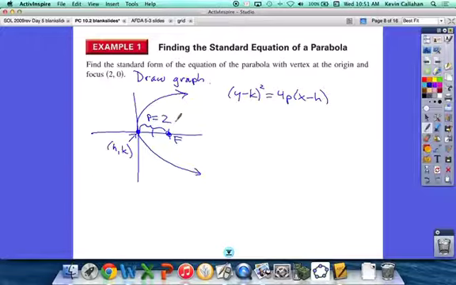Y minus 0 squared is y squared. I should take 2 steps. Y minus 0 squared equals 4 times 2 times x minus 0. So y squared equals 8x. Right, that's the standard form. It should be solved for the squared term. Everything else is on the other side.